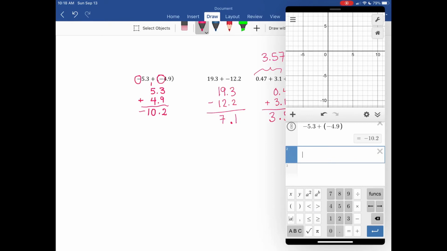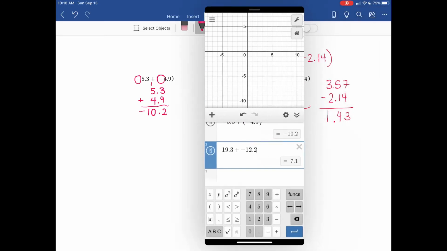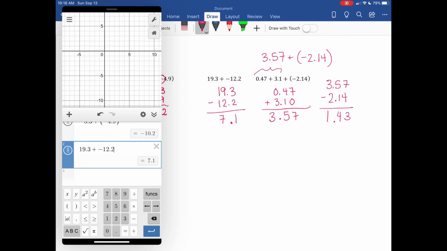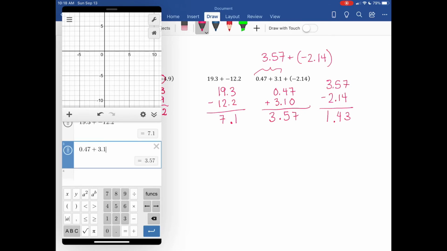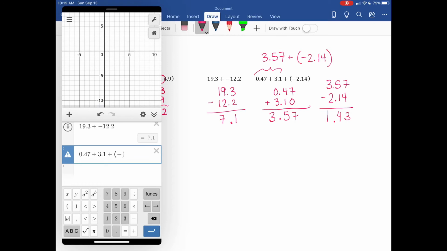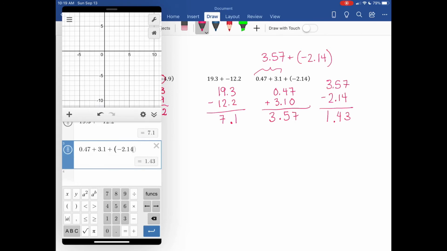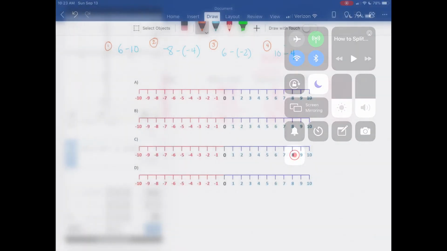So we can check all of these, plus negative 12.2. We can check all of these on our Desmos, and the last one we can just do all of those in one step. 0.47 plus 3.1 plus negative 2.14. And then we leave these in decimal form since it was presented in decimal form.